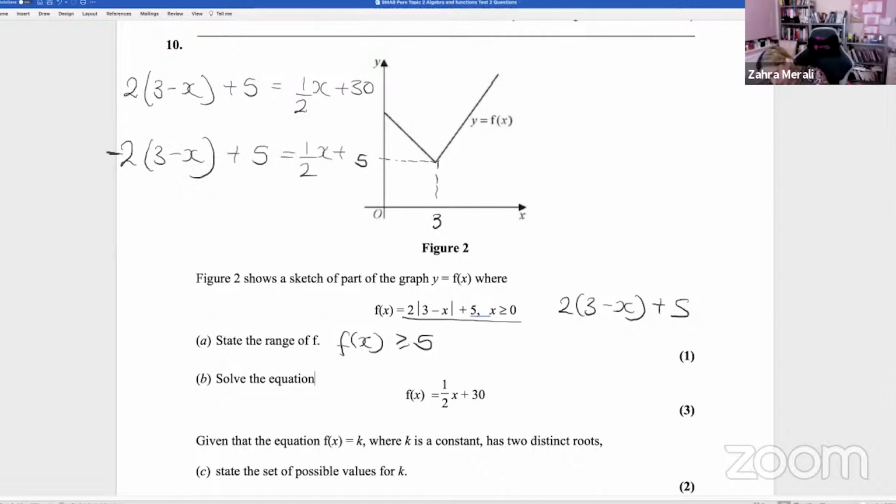The modulus bit. And you're going to solve them both. And you're only going to have one that gives you the answer bigger than or equal to 0. So your answer ends up coming out to be x equals 62 over 3. Okay, given that f(x) equals k, k is a constant, has 2 roots, find the set of possible values for k.